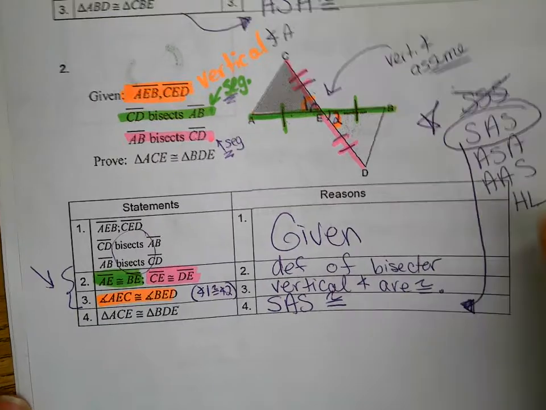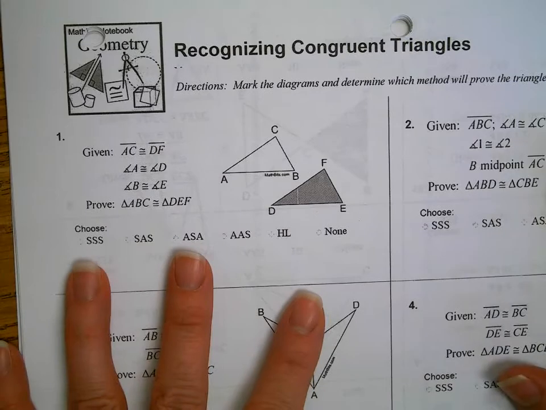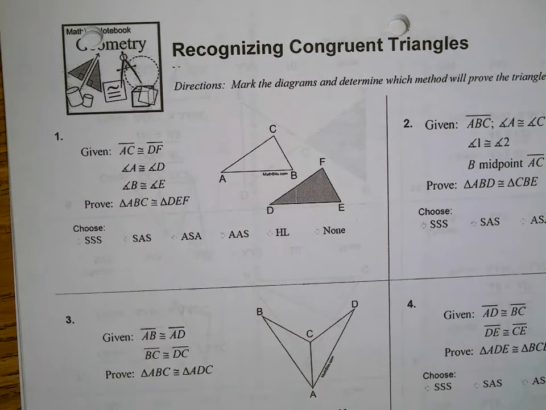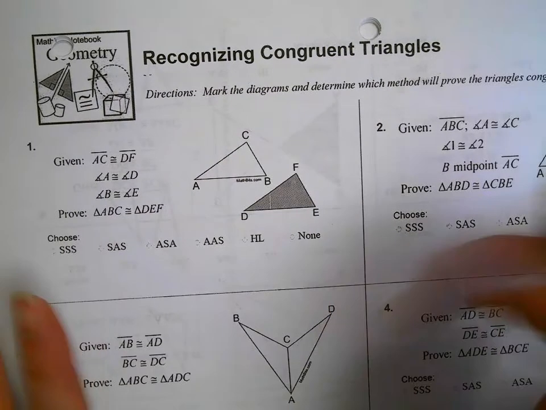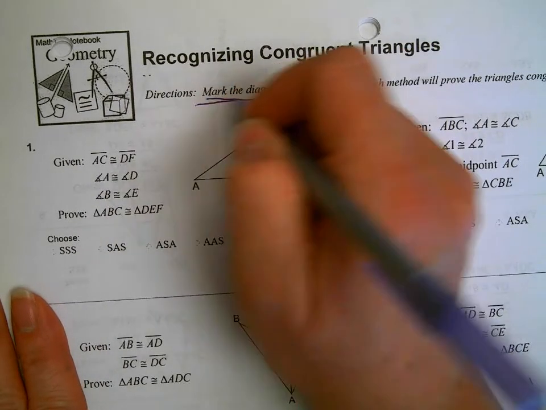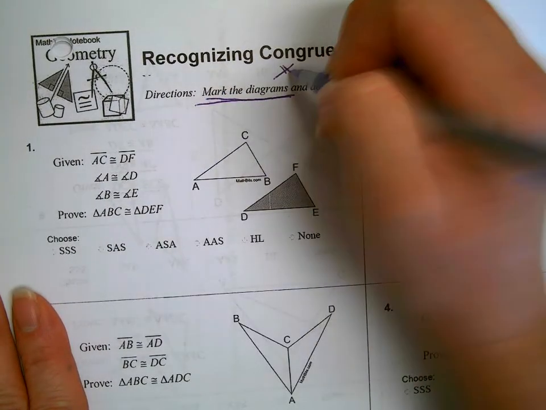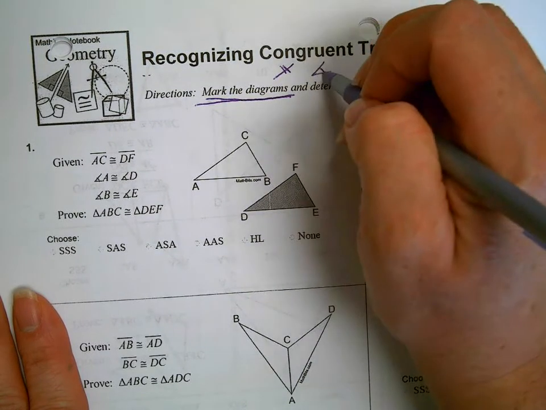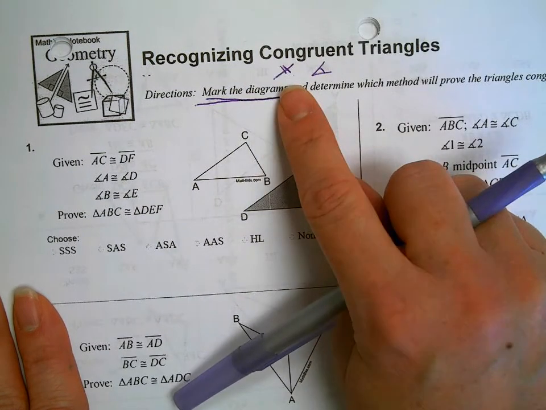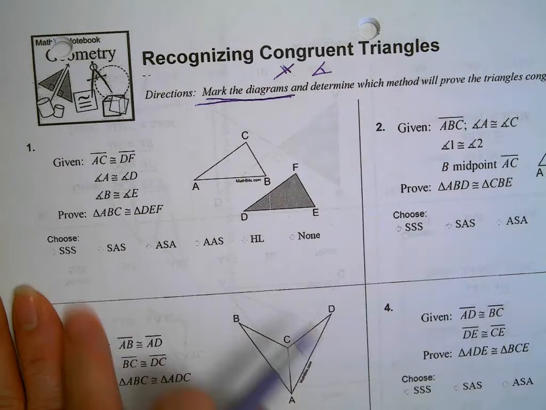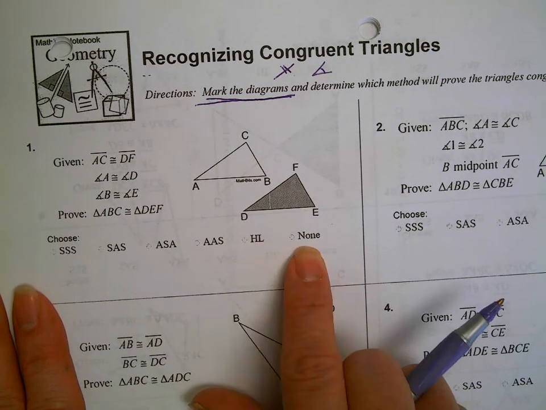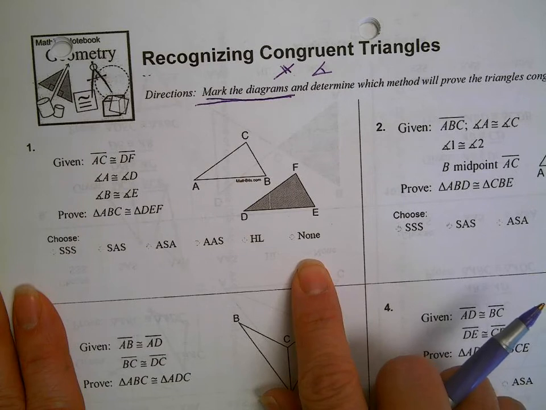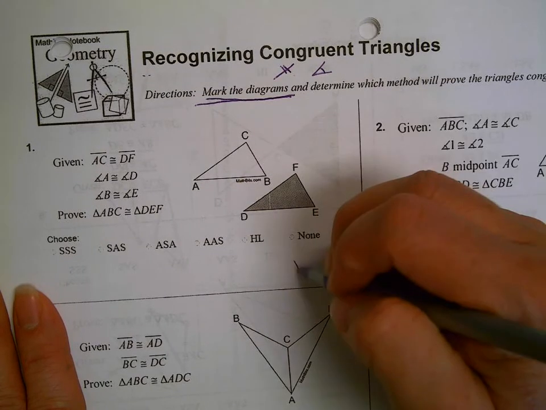So looking at our classwork page, our next page here, we kind of have to turn sideways. The directions are very specific, and we're going to follow them to the T. Mark the diagrams. What I mean by that, if you have a side, you're going to put a dash mark on it. If you have an angle, you're going to put an arc mark in it. So that's what I mean by mark the pictures. And determine what method. So side, side, side, side, angle, side, angle, angle, side, HL, and none are your options. None would mean we have not enough information.